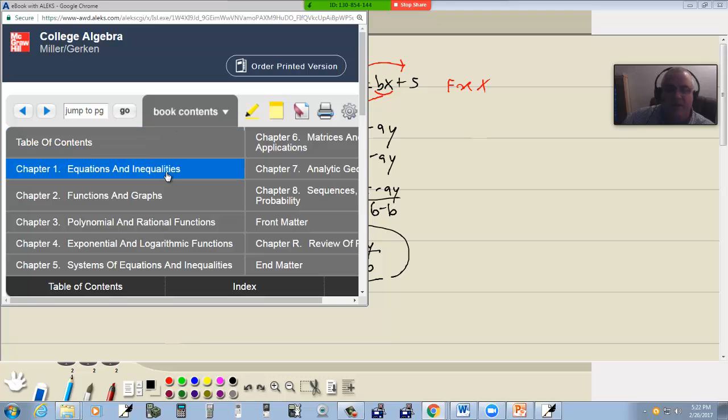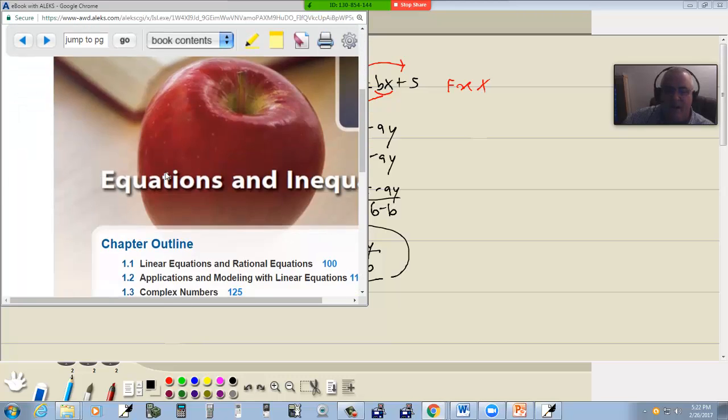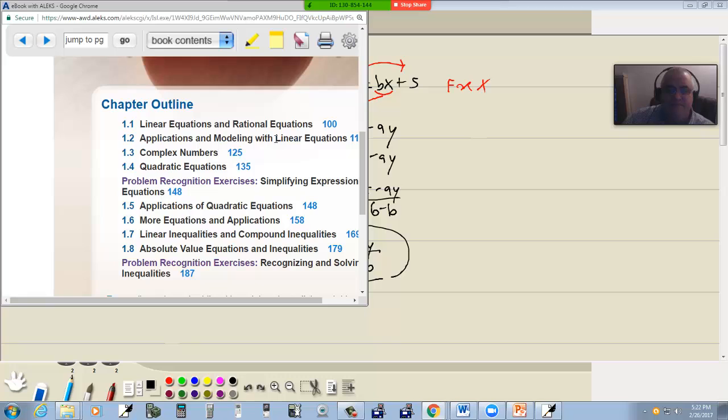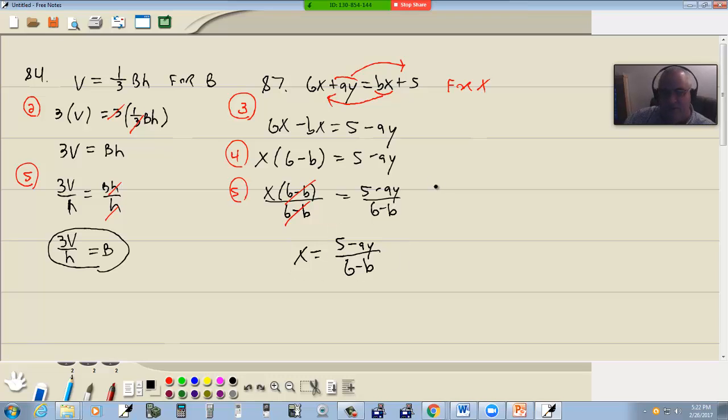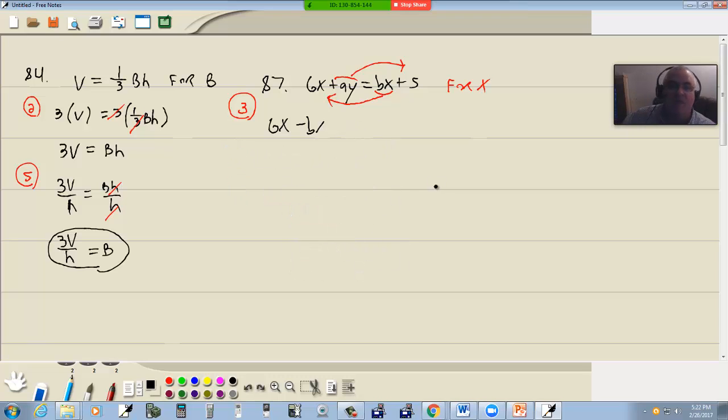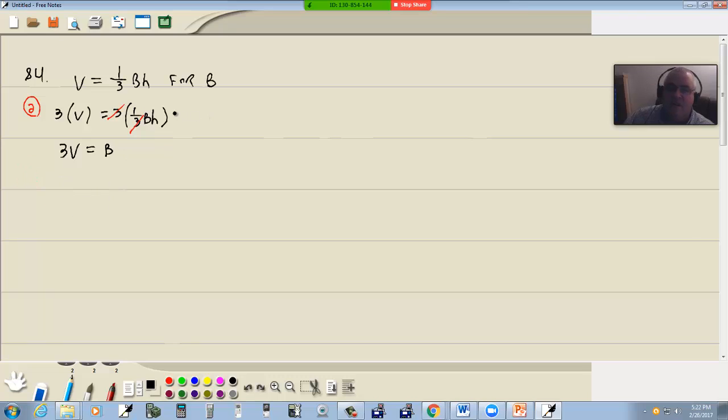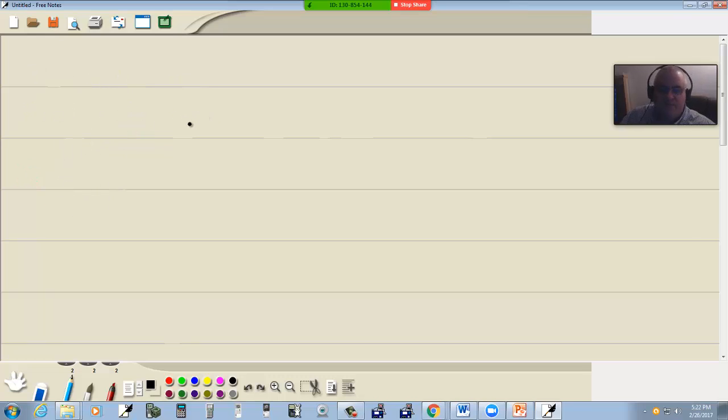Okay, back to chapter 1. I'm going to skip over 1.2 and we'll go to complex numbers, 1.3. We just don't have time to show everything. Okay, complex numbers.